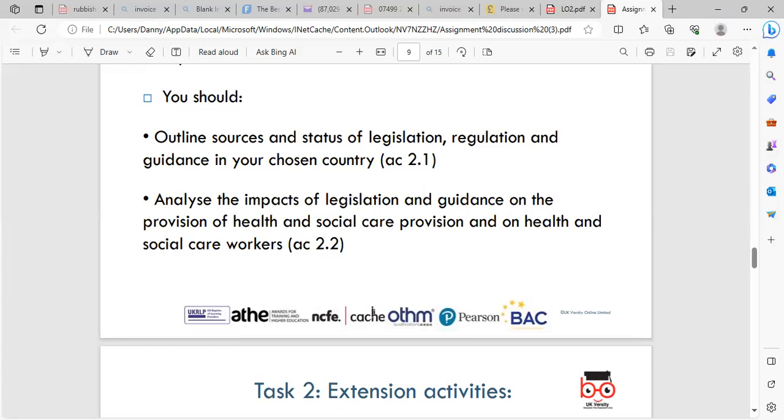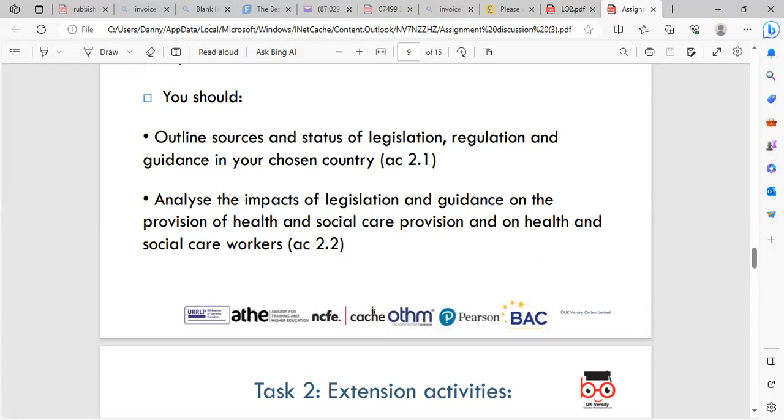Sorry, come again on that question. You should be able to outline the sources and status of legislation, regulation, and guidance in your chosen country, the same country that you chose in task 1. How can you outline the source and the status of the legislation, the regulation, and the guidance in your chosen country?